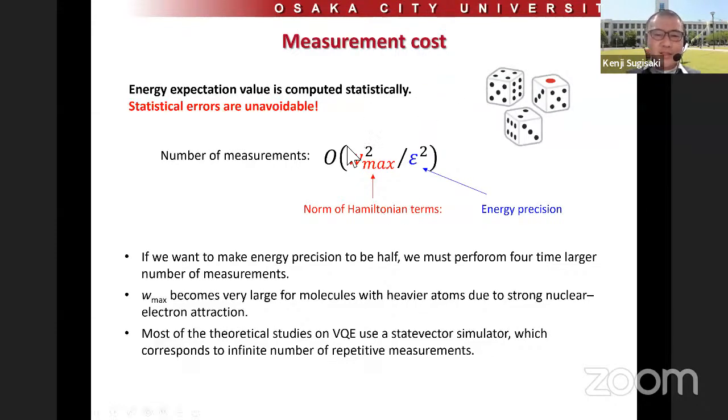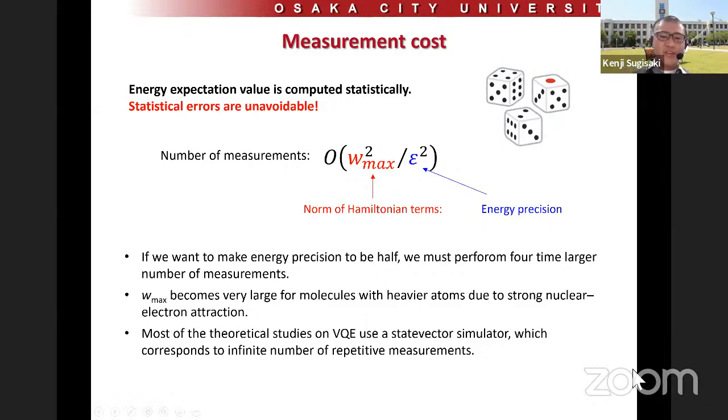And also, this is a norm of the Hamiltonian terms. The largest norm of the Hamiltonian terms usually comes from the electron-nuclear attraction interaction. So this W max becomes very large for molecules with heavier atoms because of the strong nuclear-electron attraction. In that case, we have to apply many measurements to obtain the energy with the desired precision.